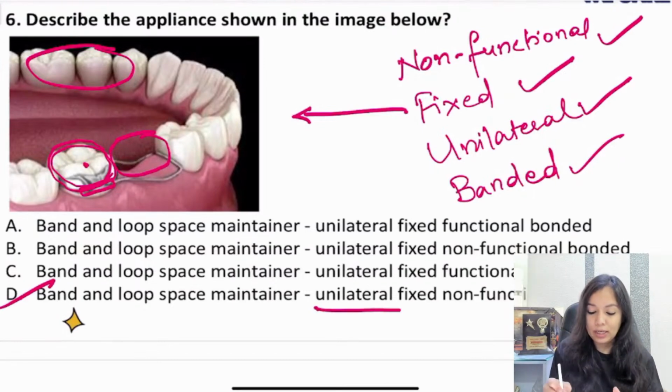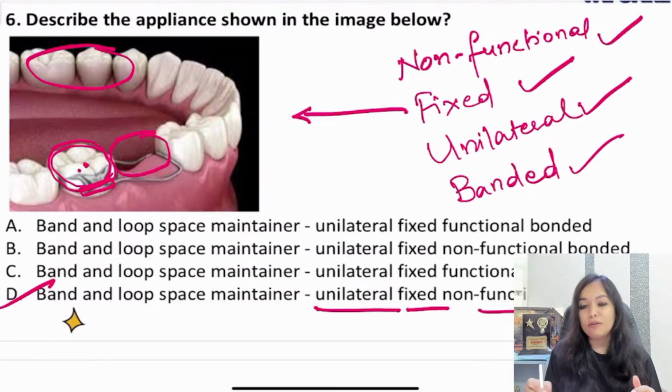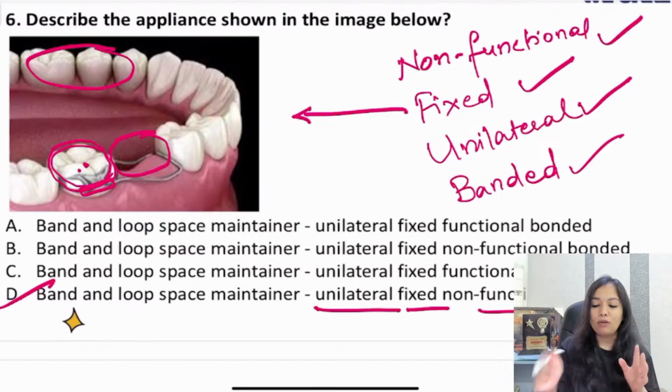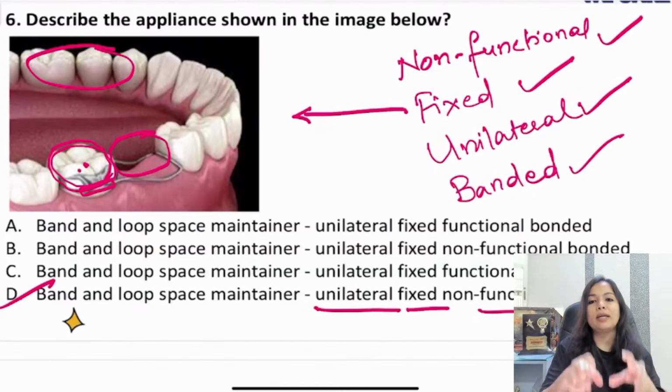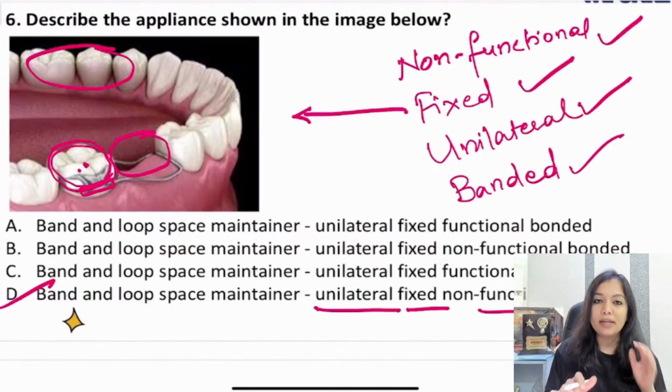That is, it is unilateral. Yes, it is unilateral. Then it is fixed. It is non-functional and it is banded. All four things that we just figured out by looking at the diagram. So the answer here very clearly is D.